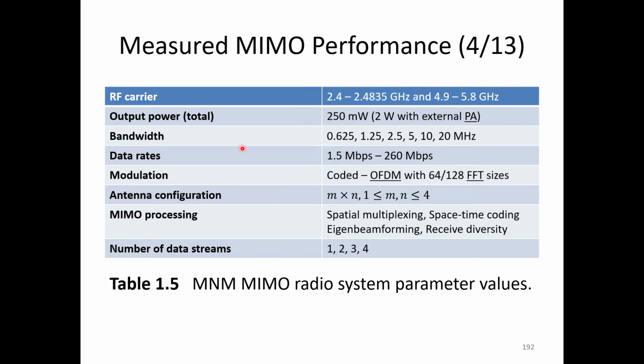Next, bandwidth is equal to 0.625, 1.25, 2.5, 5, 10, 20 megahertz. And the data rates are 1.5 megabits per second to 260 megabits per second. And the modulation is the coded OFDM with 64 128 FFT sizes. Okay, what are OFDM and FFT?